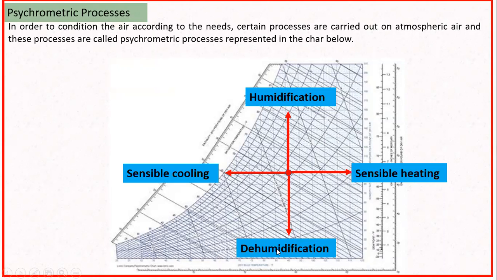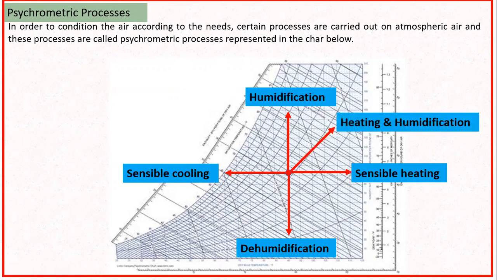Next is dehumidification. Dehumidification is done in the regions located at sea level, that means Chennai, Bombay, etc. In dehumidification, the temperature is kept constant and only the moisture level in the air is reduced.